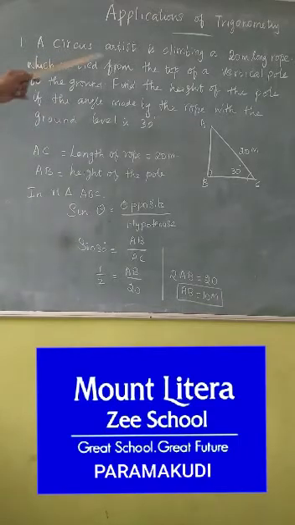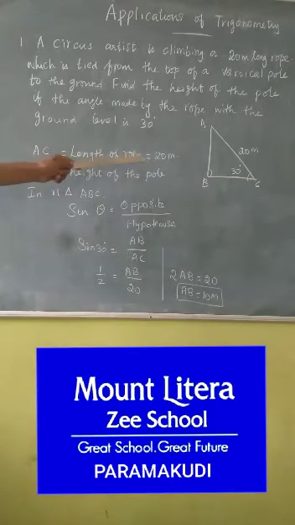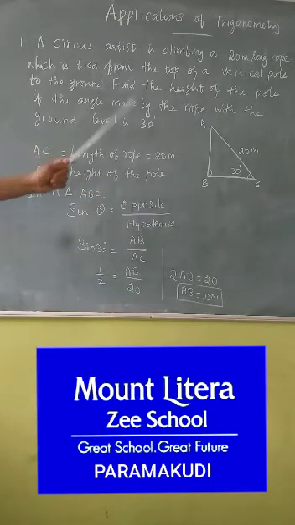Now, a circus artist is climbing a 20-meter long rope. So what is given? The length of the rope is 20 meters. Next, it is tied from the top of a vertical pole. So there is a vertical pole. I took AB as the pole, a vertical pole to the ground. Let AC be the rope. AC is the length of the rope, given as 20 meters. Then AB is the height of the pole, which they asked to find.